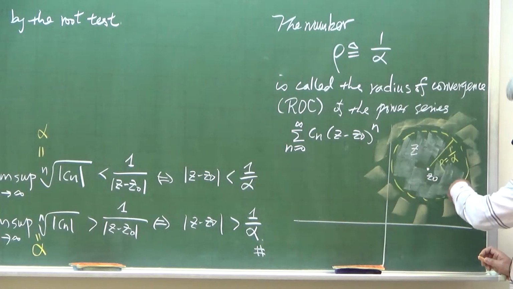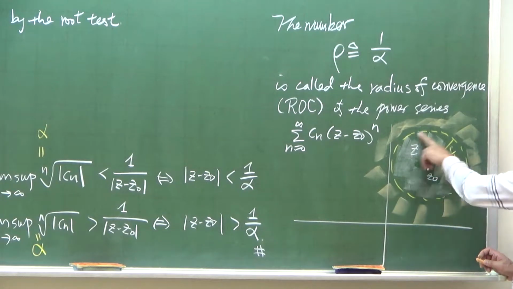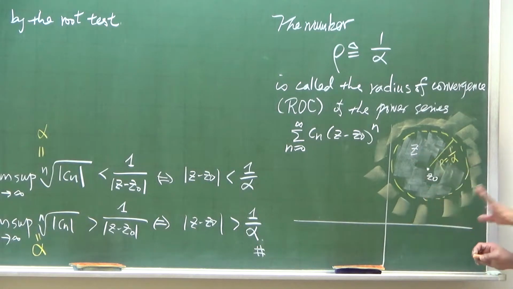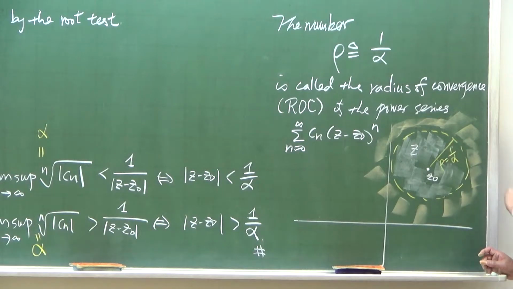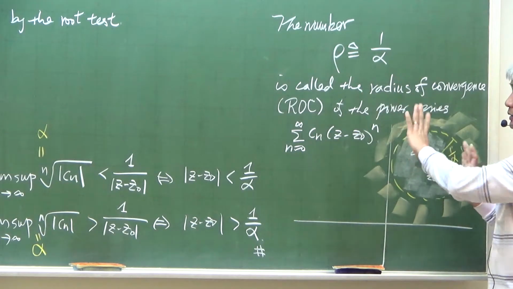On the boundary, we don't know. Okay? So you have to check. If a point is on the boundary, then you have no conclusion. You have to check every point on the boundary. Okay? You have to check that. So this is the situation.